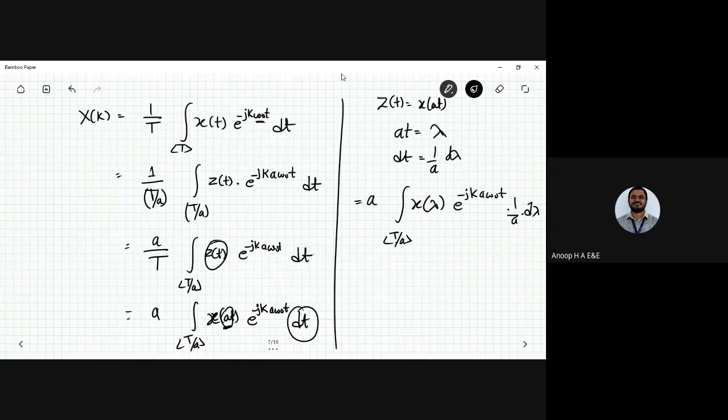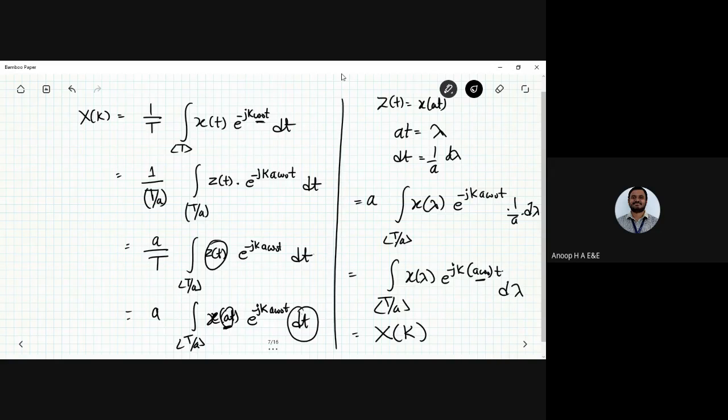Okay, so what needs to be changed there? I can have this one get cancelled. It would be the integral of x of lambda a omega naught into t. So this a into omega naught might be taken as omega dash also, and we will be getting the equation as x of k.